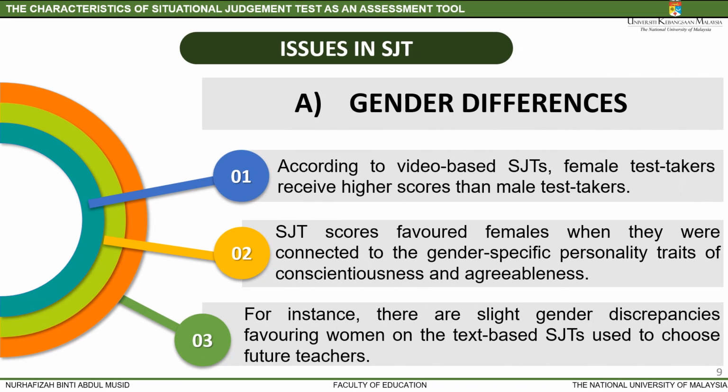There are a few issues in SJT. The first one is gender differences. According to video-based SJT, female test takers receive higher scores than male test takers. SJT scores favored females when they were connected to the gender-specific personality traits of conscientiousness and agreeableness. For instance, there are slight gender discrepancies favoring women on the text-based SJTs used to choose future teachers.